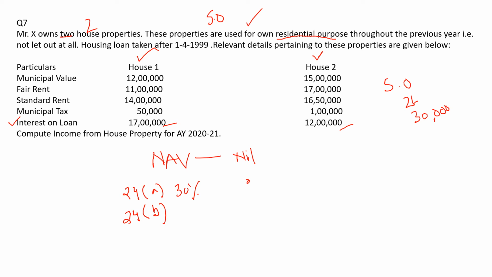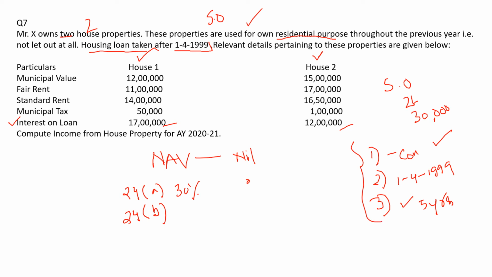Let's see here. The loan has been taken after 1/4/1999 and it is for construction purposes. Nothing has been said about the completion of the house, so we will consider that it has been completed within 5 years. So what will be the deduction? The first condition is that it has been taken for construction purposes. It is fulfilled. The second condition is that it has been taken after 1/4/1999, and it is also fulfilled. And for the third condition, nothing has been said, so we will take it that the construction has been completed within 5 years.